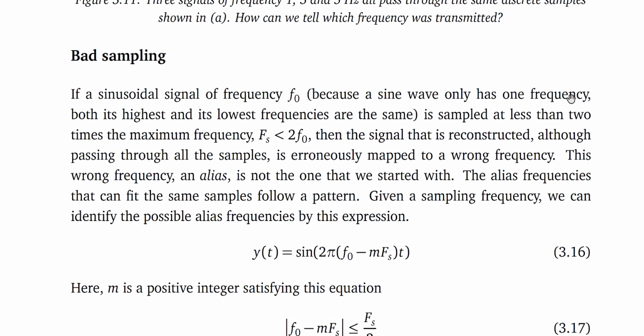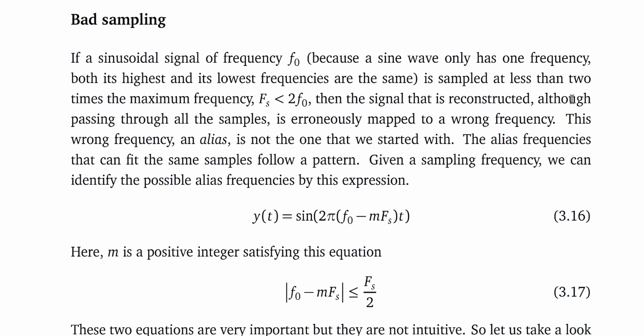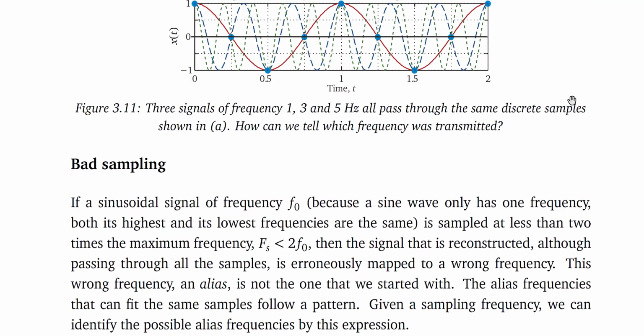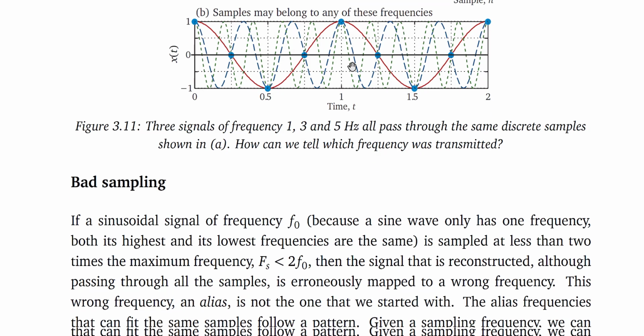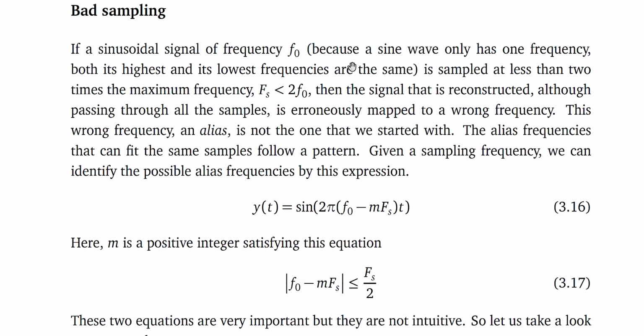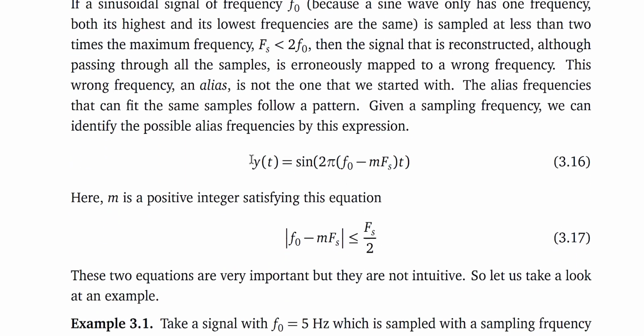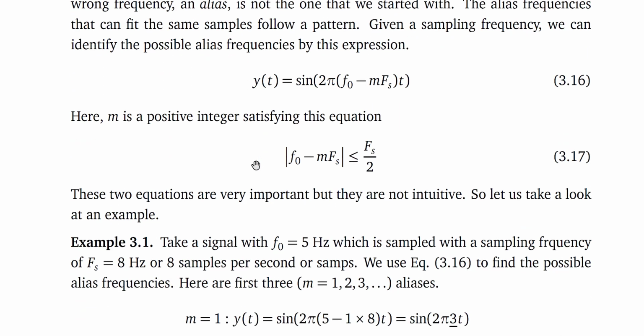So, by the way, these frequencies are called aliases. The lowest frequency through which these samples can fit is where you start, and then all the other frequencies would be called alias to that particular frequency. Here's a very simple equation that tells you how to compute alias frequencies, and I'll show you an example.